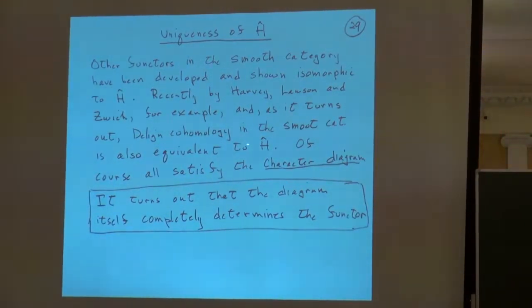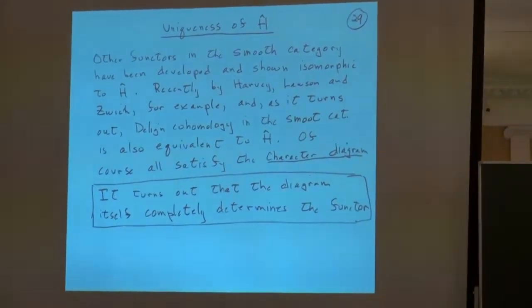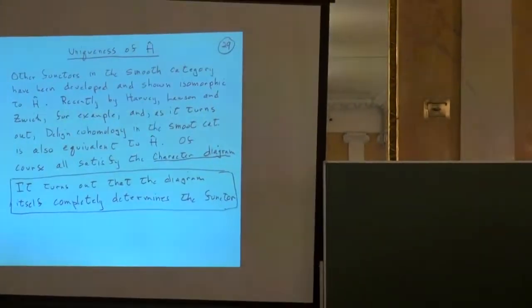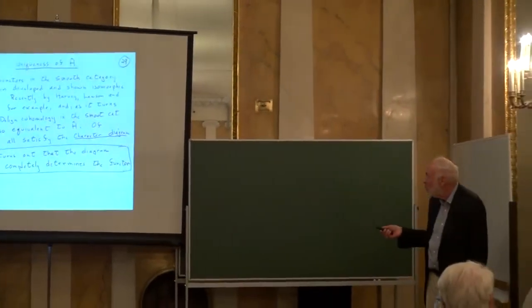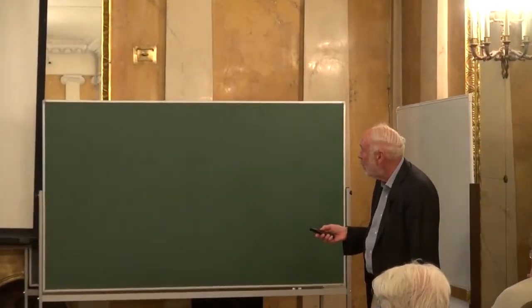But there it was. You can make up a model for such a functor, but they all turned out to be isomorphic to each other. They all satisfied the character diagram. And it turns out that the diagram itself completely determines the functor. Dennis and I proved that. So it's not a shock, but it was nicely done. And Dennis did the hard part, and I did the easy part. But nonetheless, there it was. And so this is unique. Now tomorrow, maybe.